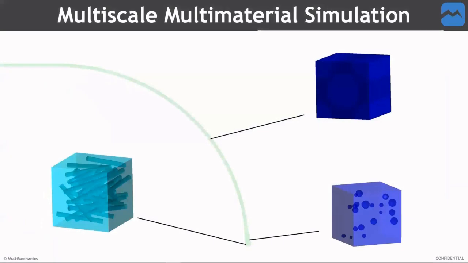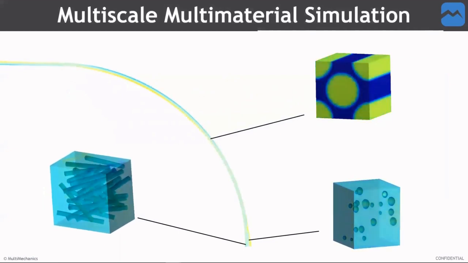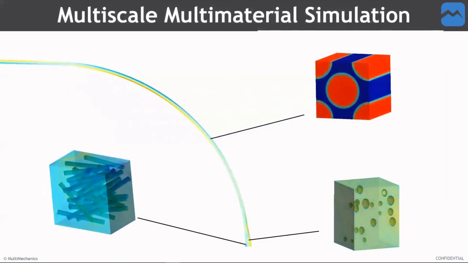So here's an example of a multiscale multi-material simulation. We have here a pressure vessel that has a continuous fiber composite. You see the different loadings and the different microstructures.